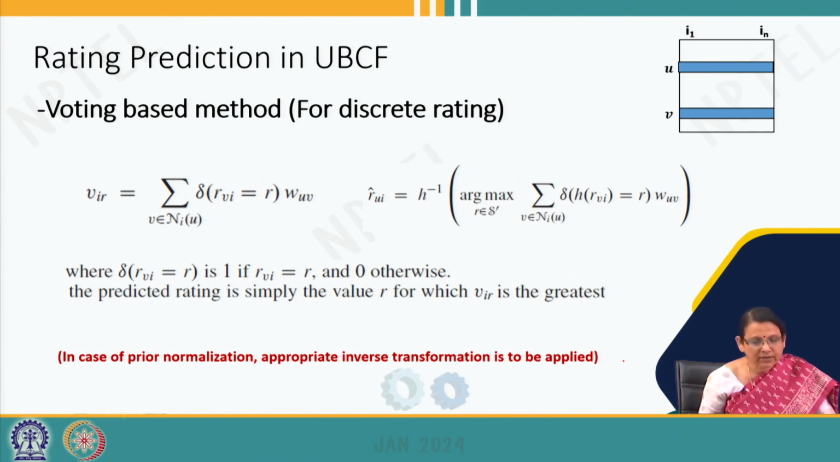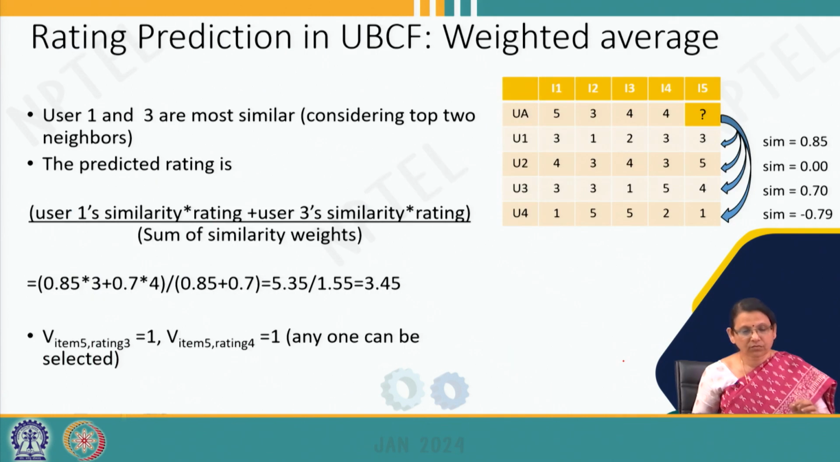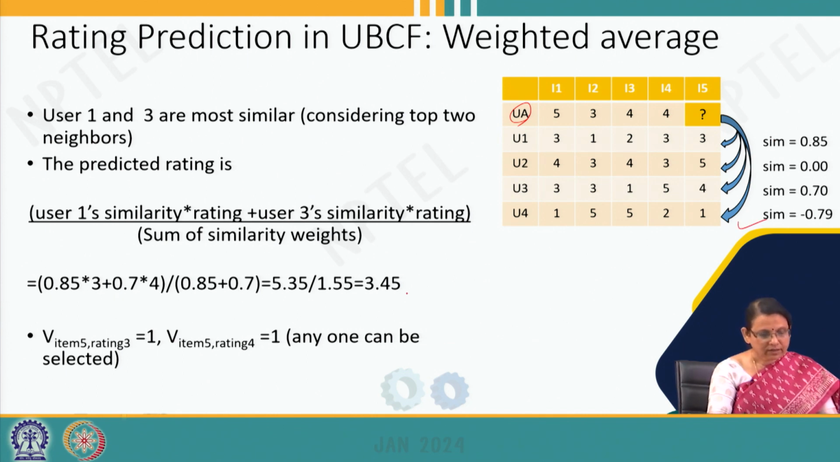In case of voting, what do you do? You figure out for each observation, each type of rating, what the vote is. So, this is one example in which, let us say, with this first active user, these are the similarity values we have computed, and based on this we have now predicted the rating.